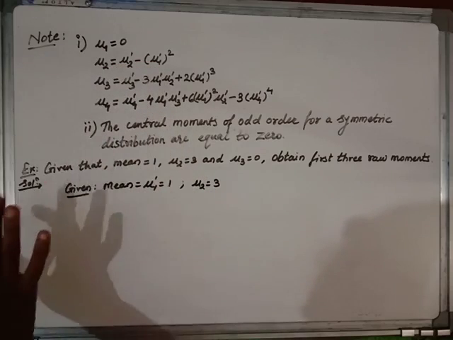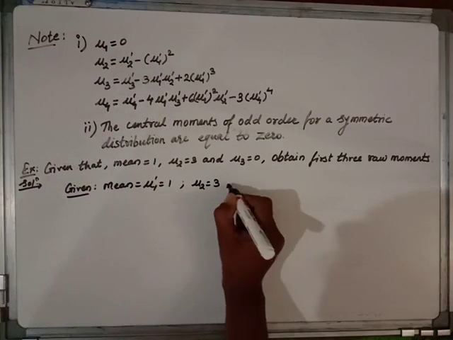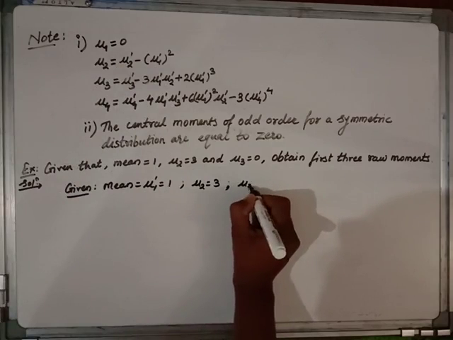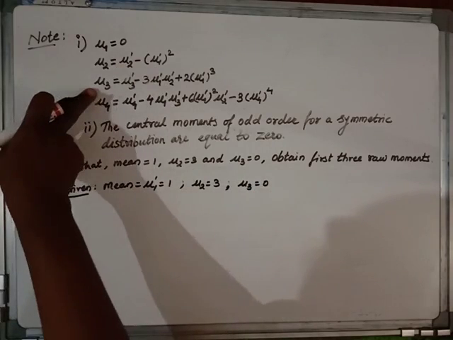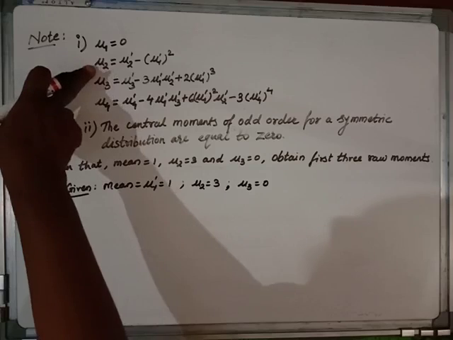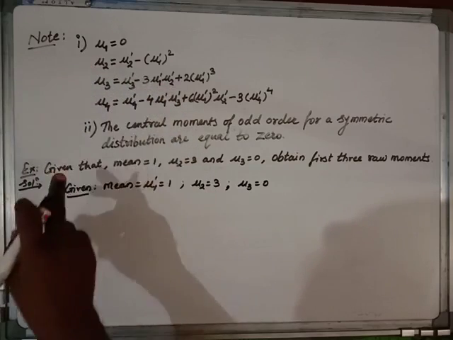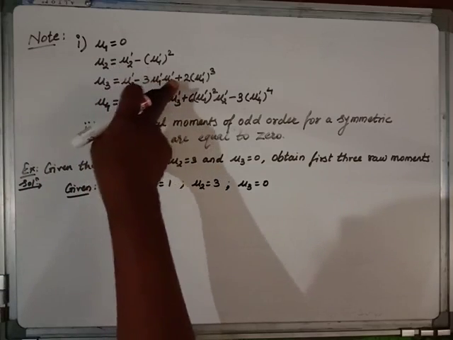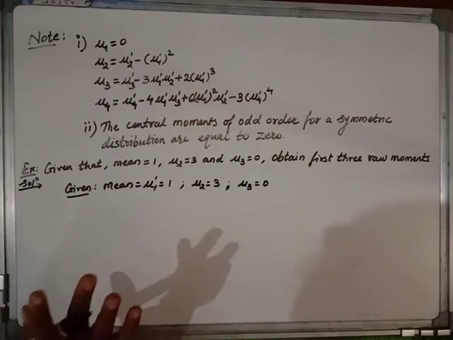So this one we can easily find. Then next one, what is given? Mu3 is 0. Again this one is given to us. Once we find this, we will use that one also here. This one we will use here. This is known, so this one we can easily determine.